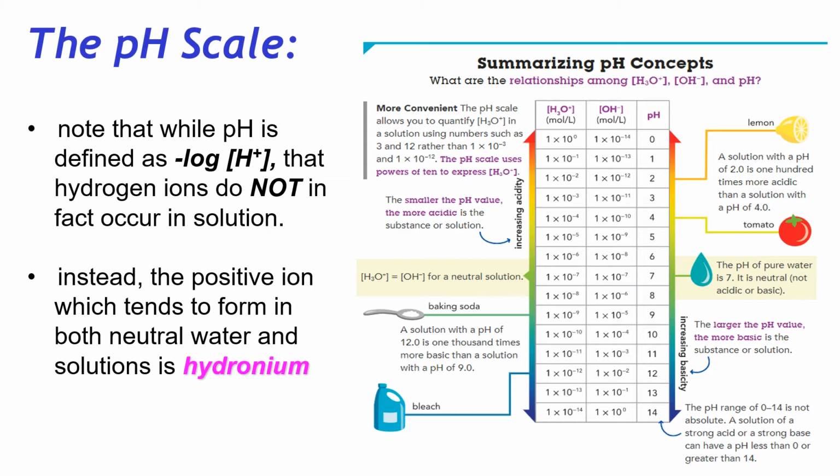And what's interesting about this is that the product of positive charge and negative charge, if we take the concentration of the positive and the concentration of the negative, and we multiply them by each other, we get a constant product, which is 1 times 10 to the negative 14th. That's an interesting and fundamental fact about the pH scale.